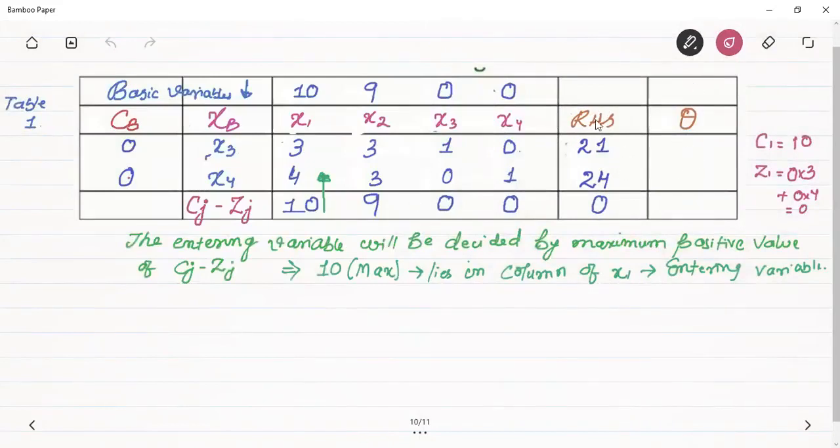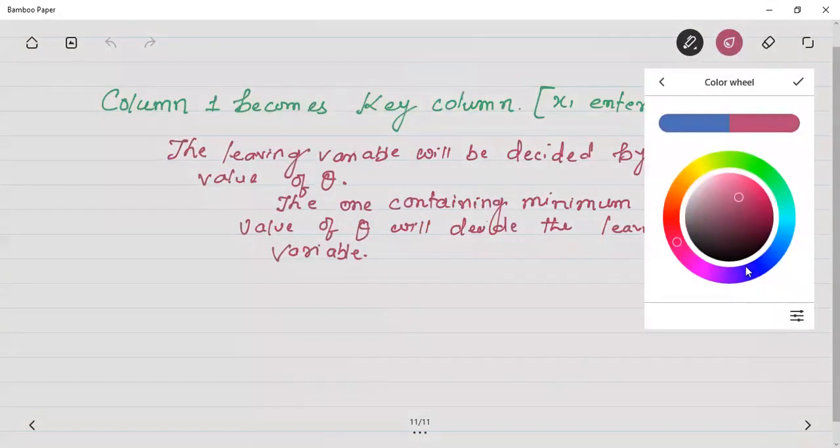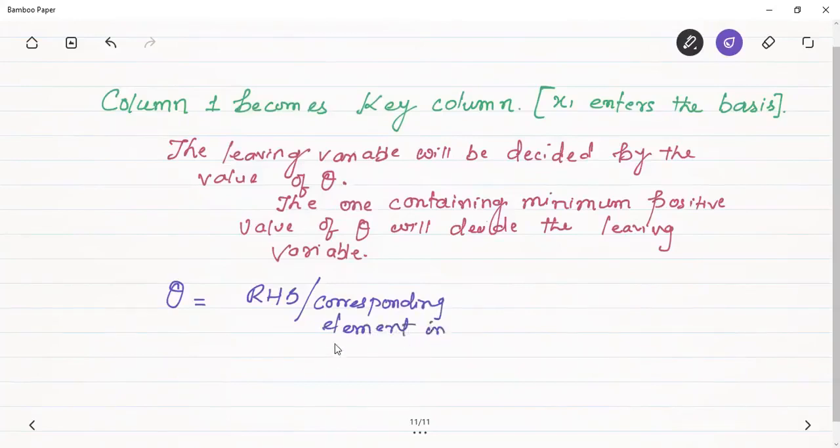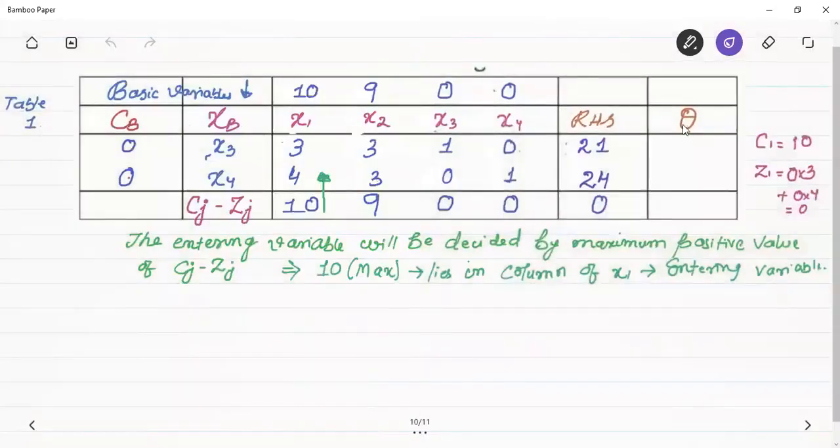The theta is defined by RHS divided by the corresponding element in the key column. I will write here: theta is equal to RHS by the corresponding element in the key column. Okay, RHS by corresponding element in key column. So let's calculate the theta for both these.